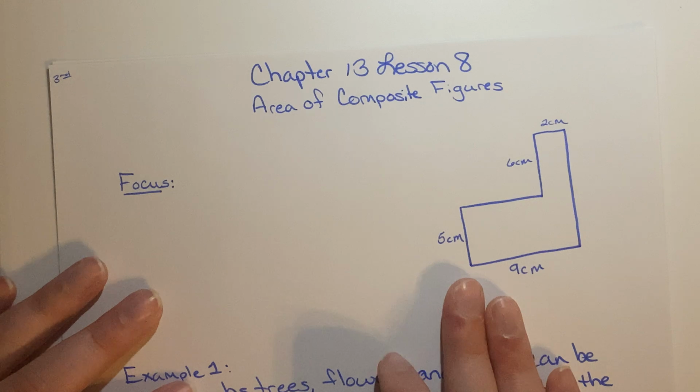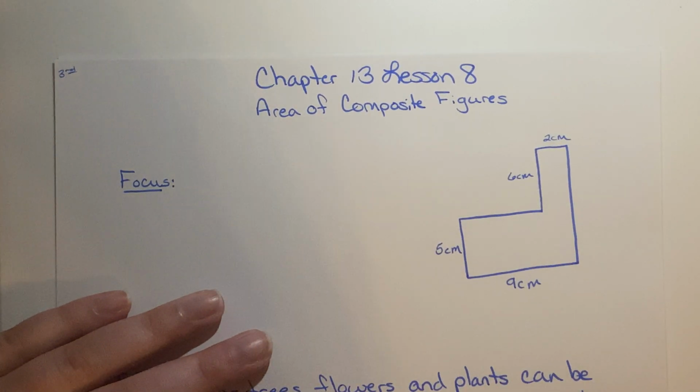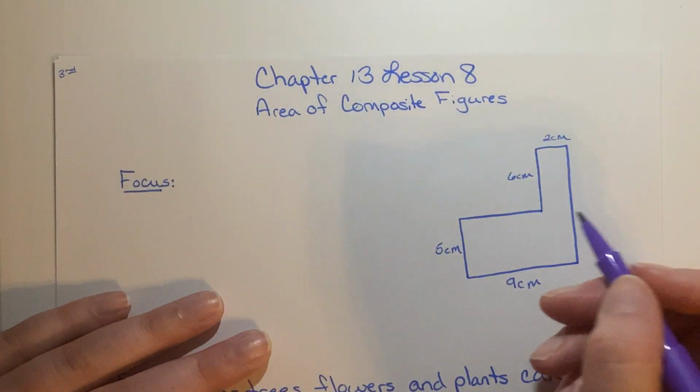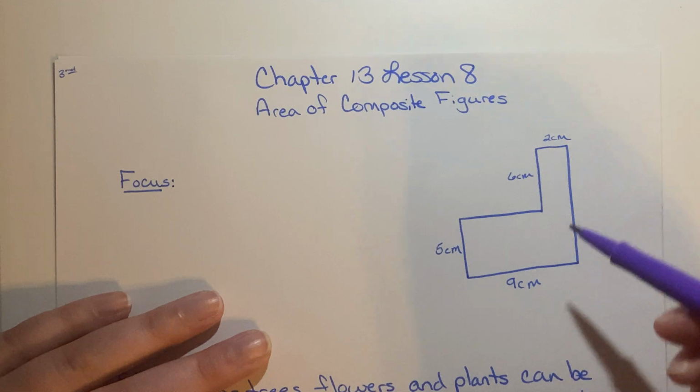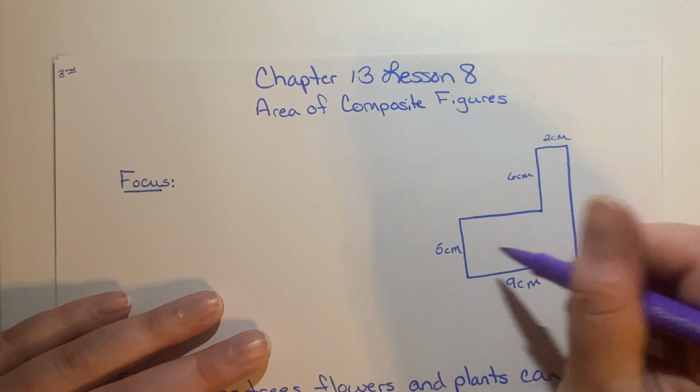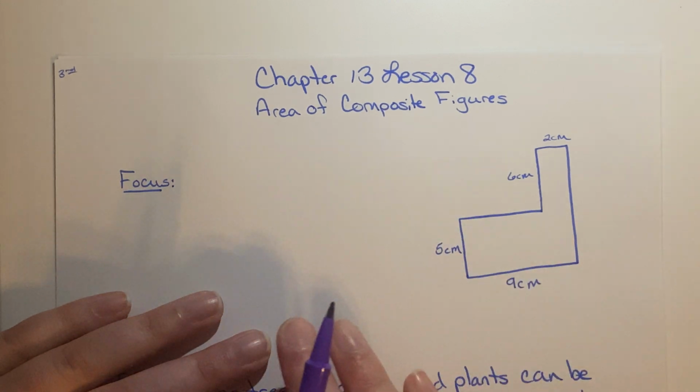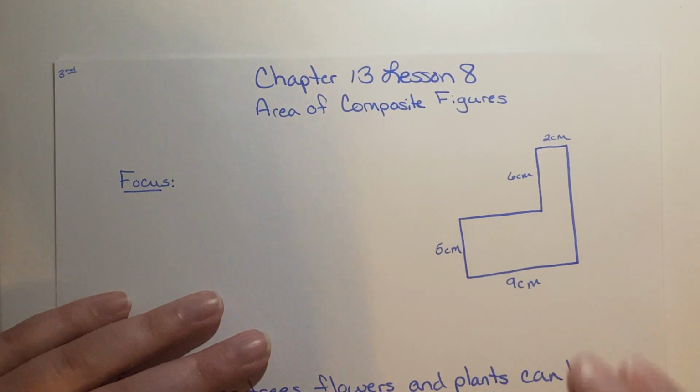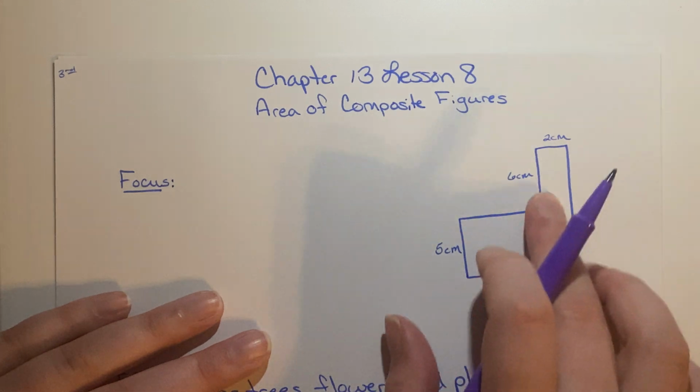This is called a composite figure. It's not a specific type of figure. It doesn't have a name like a rectangle or anything. It's called composite because it's a little different. So we're going to take a figure like this and break it down to make it a little bit easier. We can't really do the area very easily with this because it's not a rectangle. It's got a little bit of a jag up here.